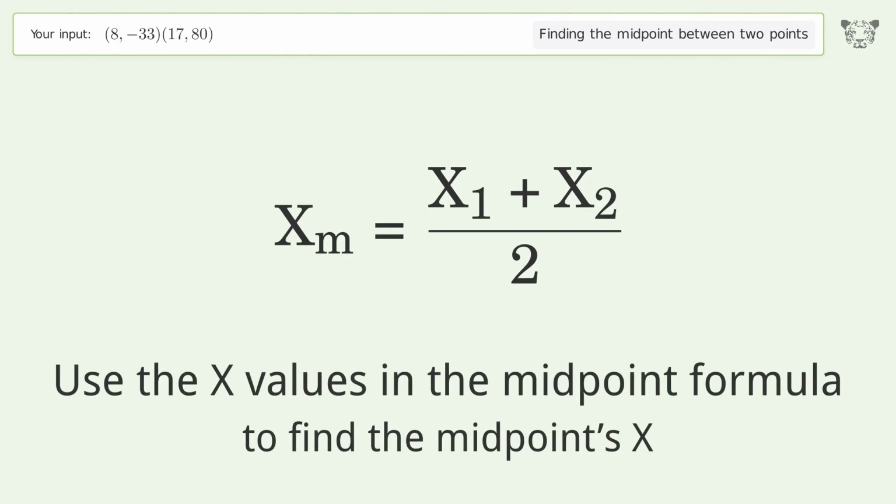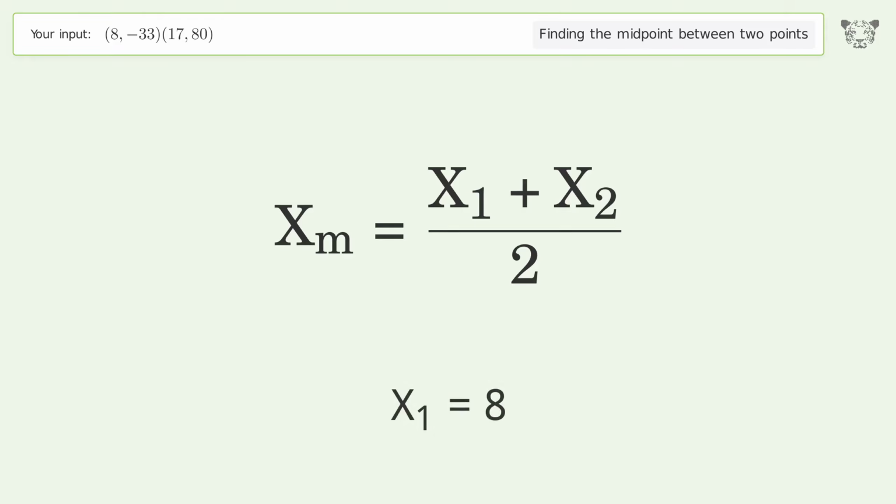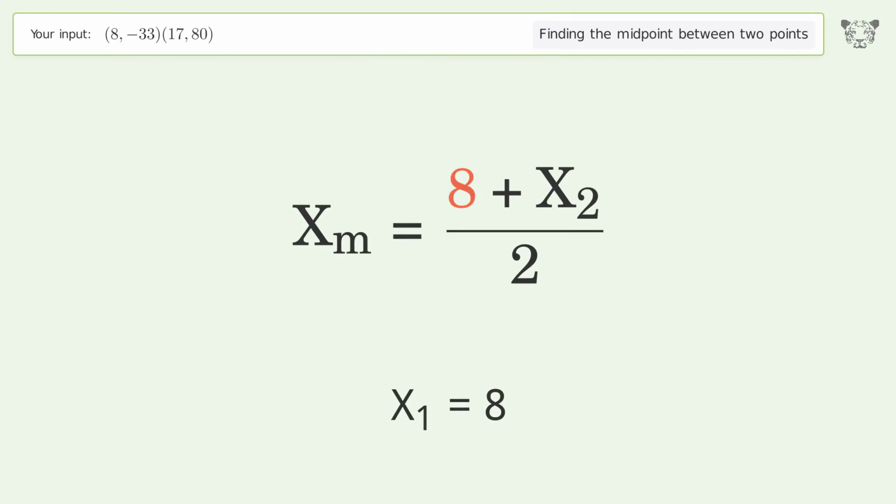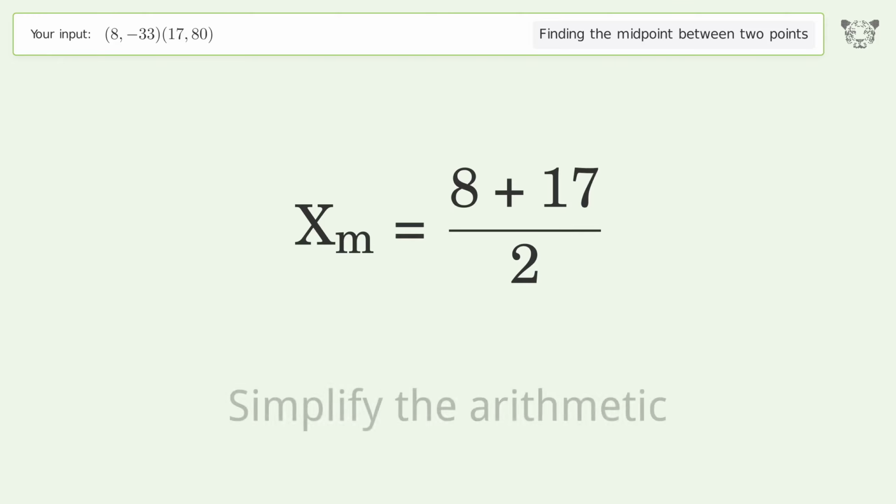Use the x values in the midpoint formula to find the midpoints x. x1 equals 8. x2 equals 17. Simplify the arithmetic.